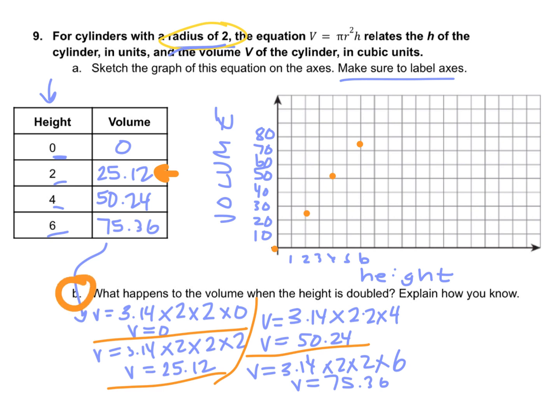So look at our question. What happens to the volume when the height is doubled? So it looks like when the height is doubled, we have a consistent pattern going, so the volume is also doubled. And we know this because we have a linear relationship. Okay, so I fit that on the screen there. When the height is doubled, the volume is also doubled. I know this because the graph is linear and the graph is proportional. We can see on the graph that it is doubling.